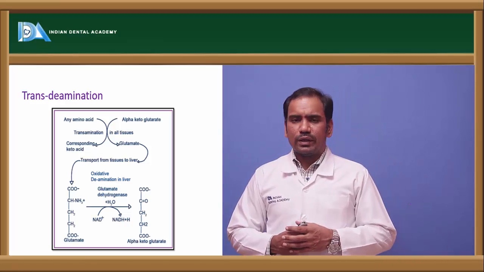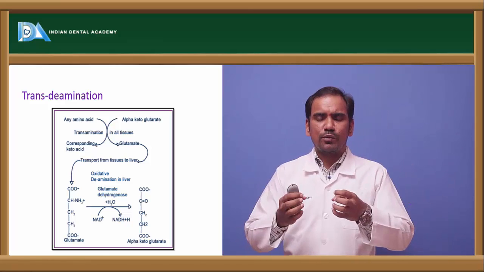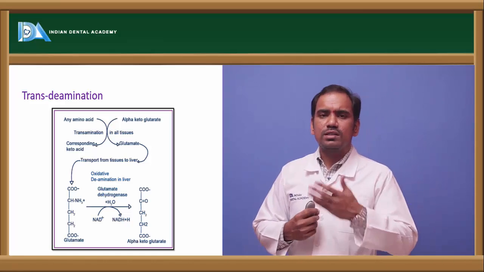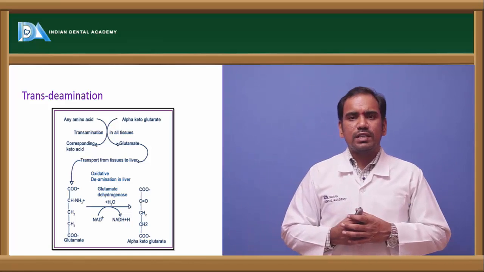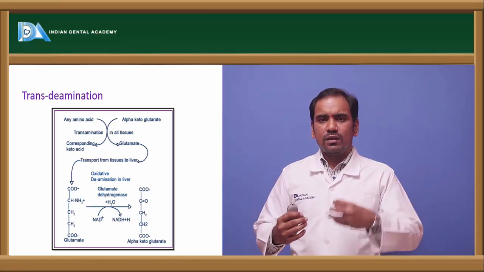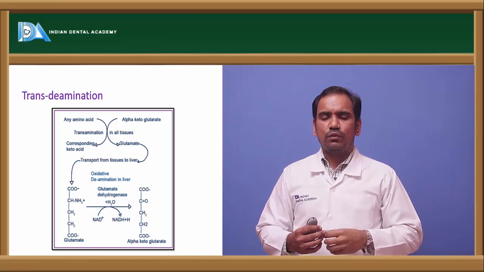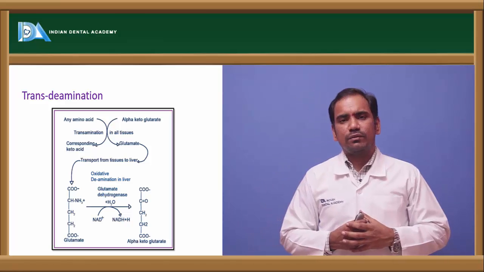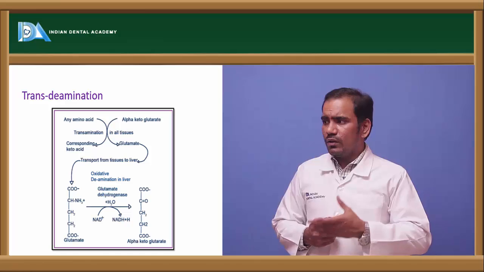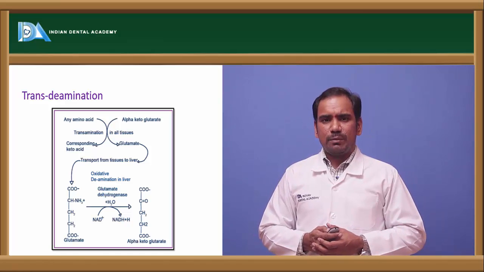So now we can see that these two processes, transamination and deamination, are both coupled processes. So that's why we call it transdeamination, though we'll discuss it separately. So it is actually transamination coupled with deamination. Transdeamination occurs: the amino group is transferred in the peripheral tissues and is released in the liver in the form of ammonia by the action of the enzyme called glutamate dehydrogenase. Right? So that process we call oxidative deamination.